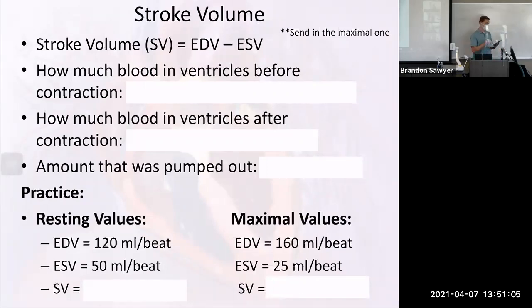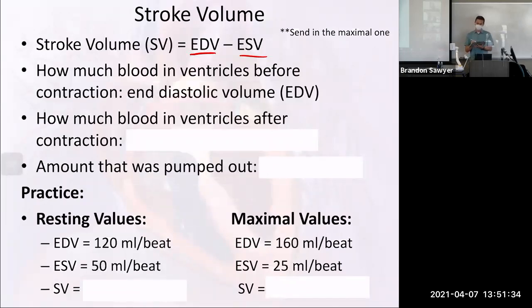Okay, so the equation for stroke volume is driven by these two values right here. Okay, so stroke volume is EDV, also known as end diastolic volume, minus ESV, end systolic volume. Okay, and what that really means is how much blood started in the left ventricle right before contraction. And then the second variable is how much blood is left over in the left ventricle right after contraction. That's ESV. Okay, so how much blood is in the left ventricle before contraction? That's our end diastolic volume.